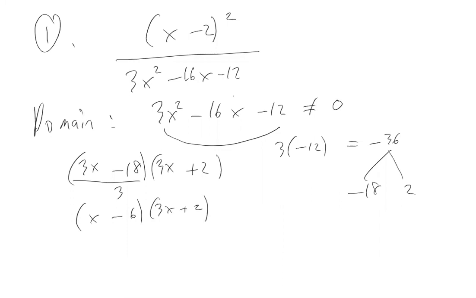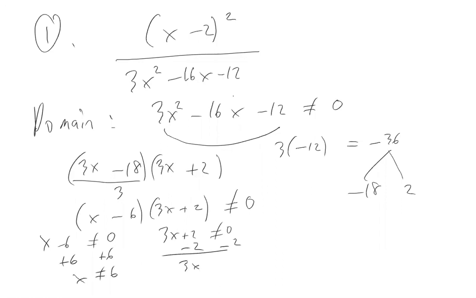And now that expression does not equal 0, so that means that x minus 6 does not equal 0, and 3x plus 2 does not equal 0. So add 6 to that side, subtract 2 from there. x does not equal 6. And then you'll get 3x does not equal negative 2. Then divide by 3, and you'll get x does not equal negative 2/3.